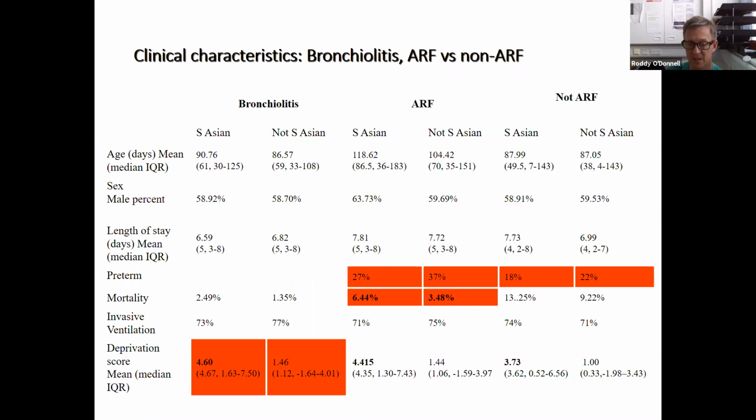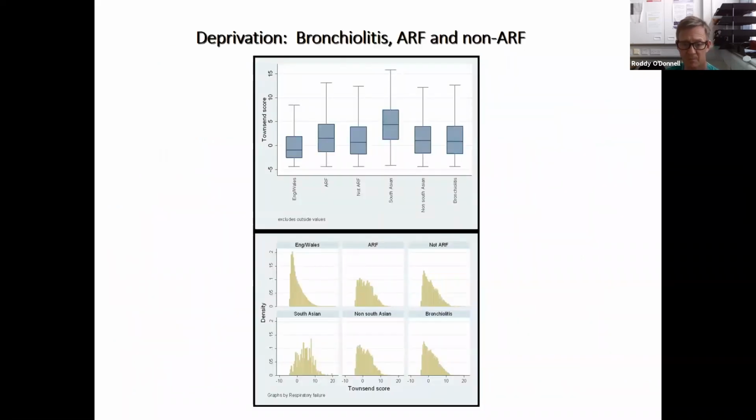And what we can see is that being admitted to PICU with bronchiolitis is substantially more common if you're of South Asian origin versus a non-South Asian origin in the UK. And mortality is higher in that group too, although the mortality overall is very low.